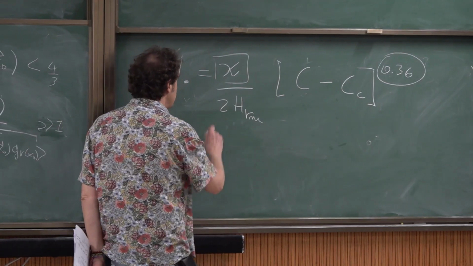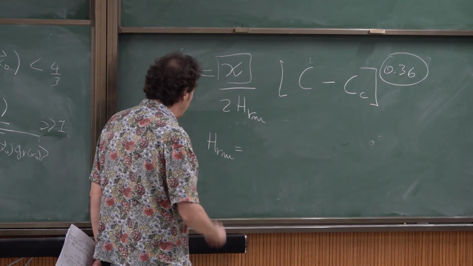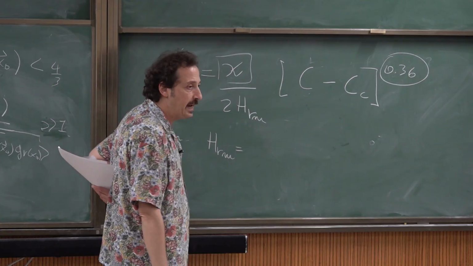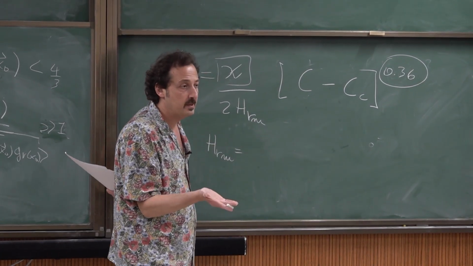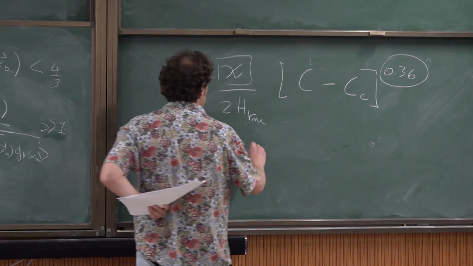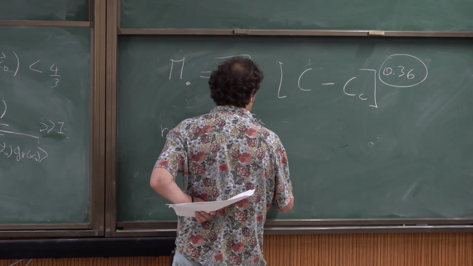What is this HRM? As I said, it's the Hubble scale when the wavelength of radius Rm enters the horizon. So this is basically 1 over A at some value in time Rm.